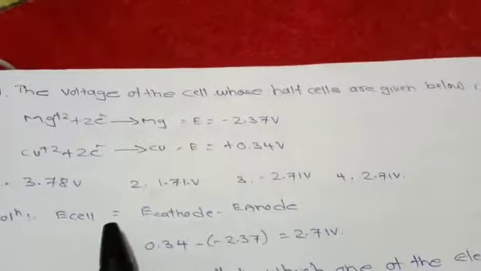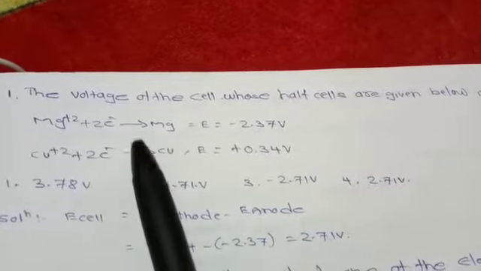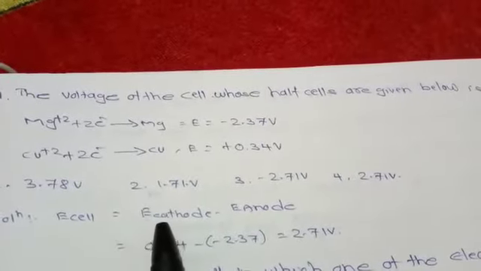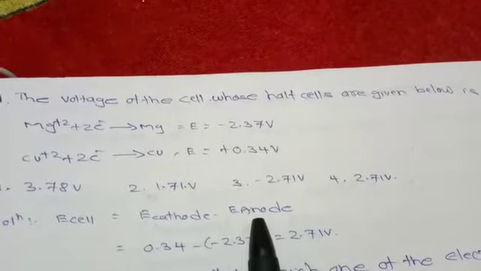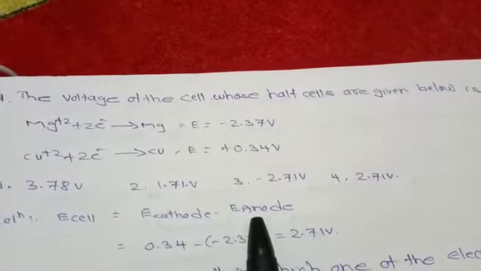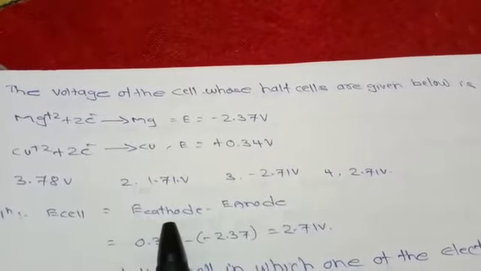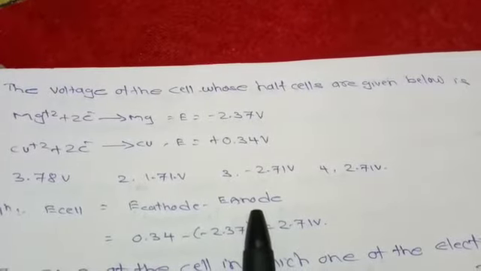Now coming to the case here, what solution are we going to use? We are going to use E cell equals E cathode minus E anode, right? This is the equation. From the Nernst equation, we know that the total electrode potential equals the electrode potential of cathode minus the electrode potential of anode. Is it clear?